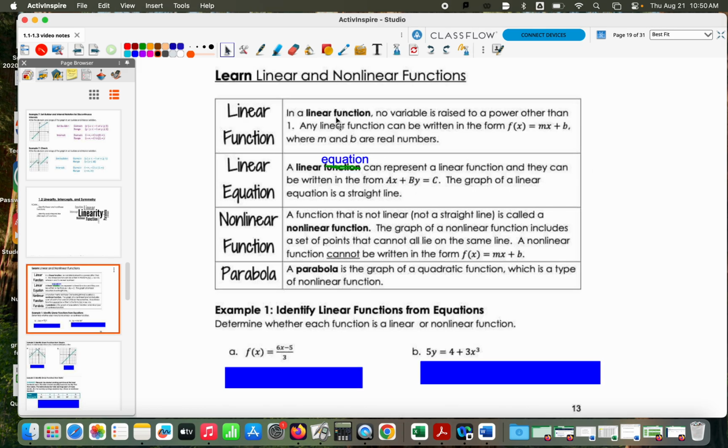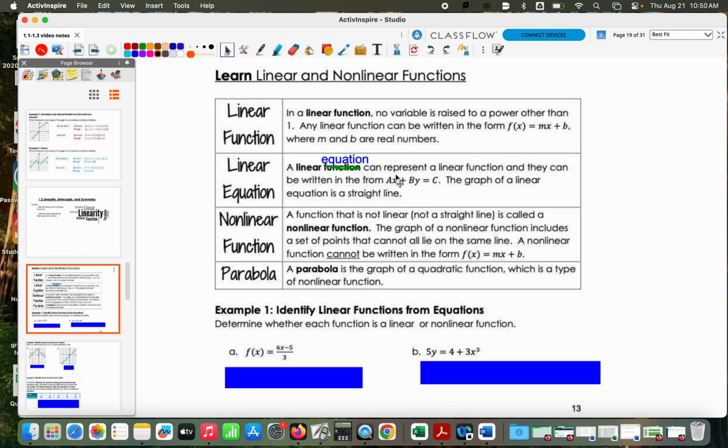So linear function, we might be talking about that function notation. It's basically no variables raised to a power other than one. So we're talking about x to the first power. That would make something a linear function. We can talk about just a linear equation, sorry, a little typo there. A linear equation can represent a linear function if it could be written in this form.